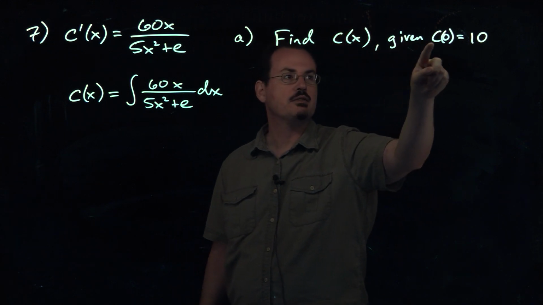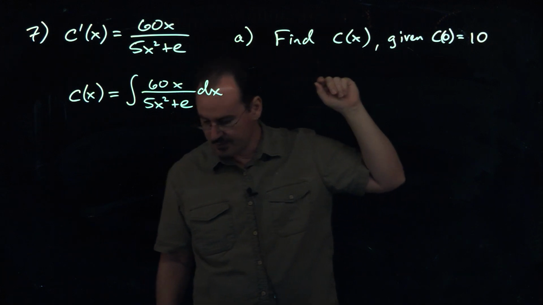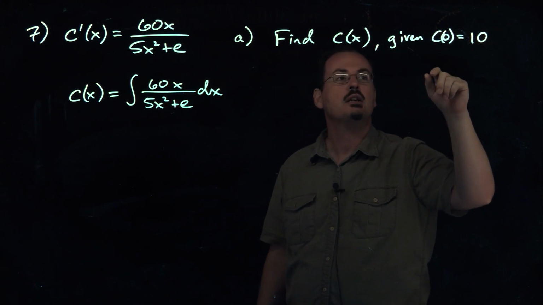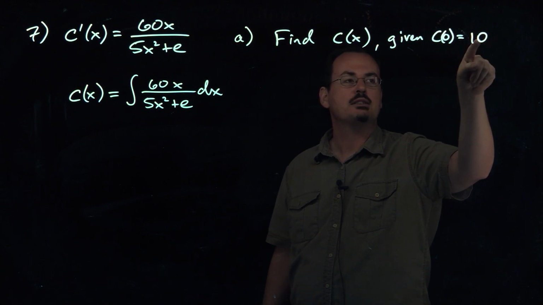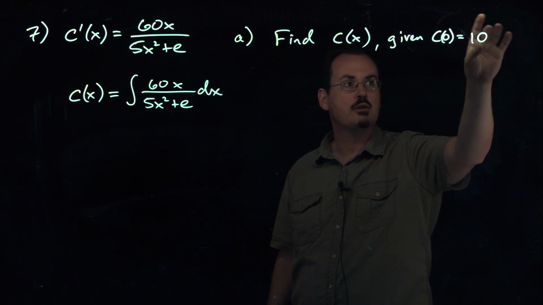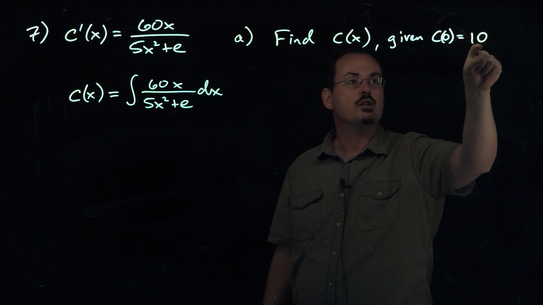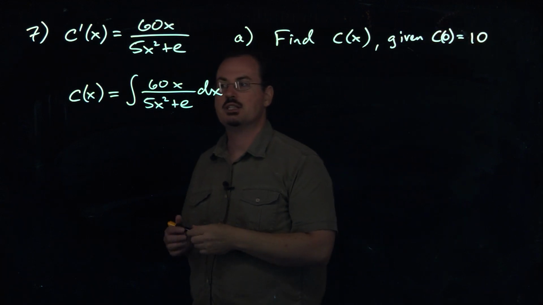Now the fact that it says that the company incurs a fixed cost of 10,000 even if no units are built. Well, what does that mean? That means if we produce 0, that's X equals 0, our cost is still 10, and this says it's measured in thousands of dollars, so this actually represents 10,000. So C of 0 equals 10. That's going to allow us to figure out the constant of integration.